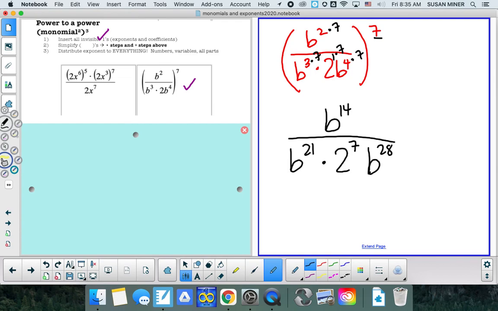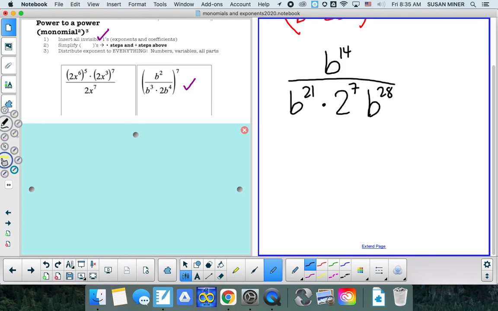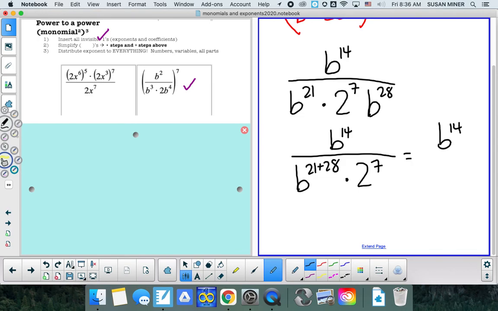Then I'm going to go through and use my rules of multiplication and division to simplify this. And so on the top, I'm going to still have b to the 14th. On the bottom, I'm going to have b to the 21 plus 28 and times 2 to the 7th, which is going to be b to the 14th on top, 2 to the 7th, b to the 49th.